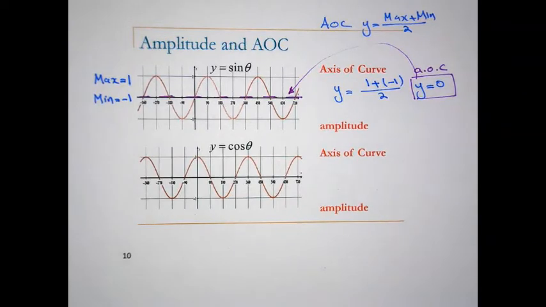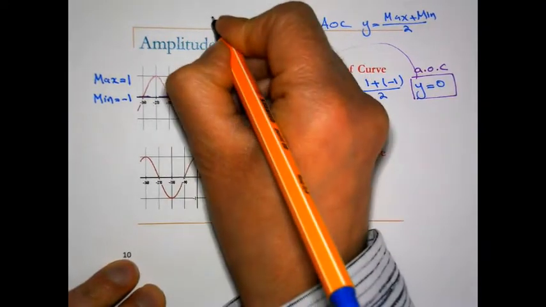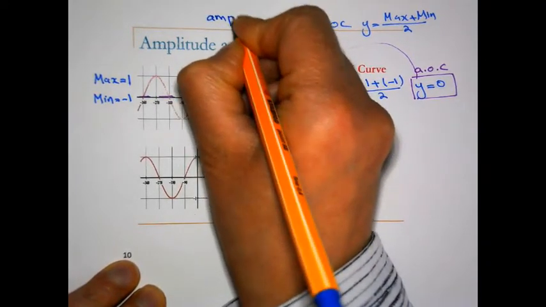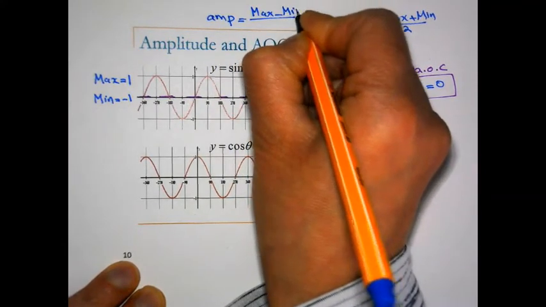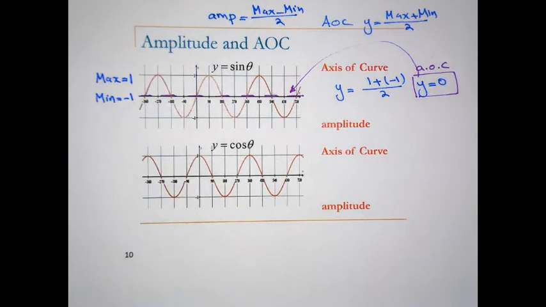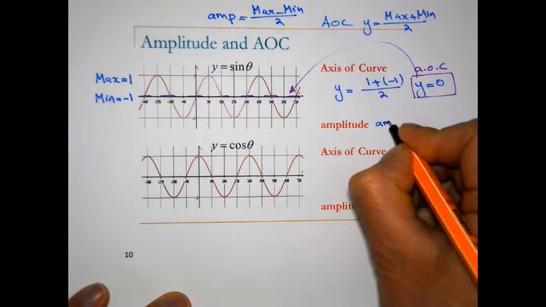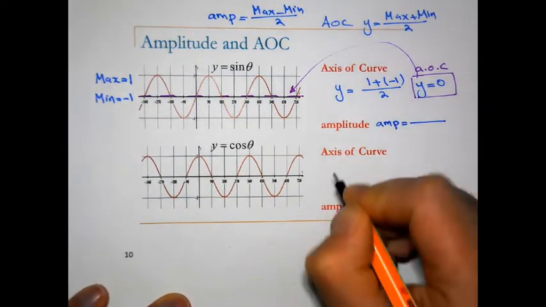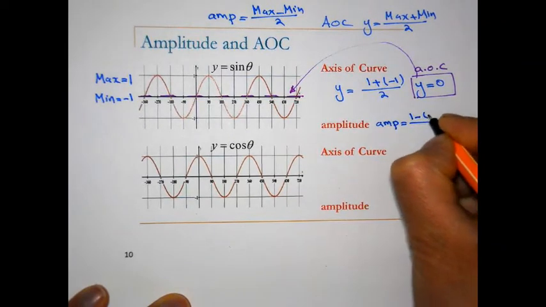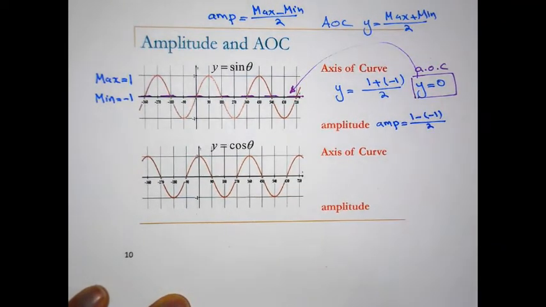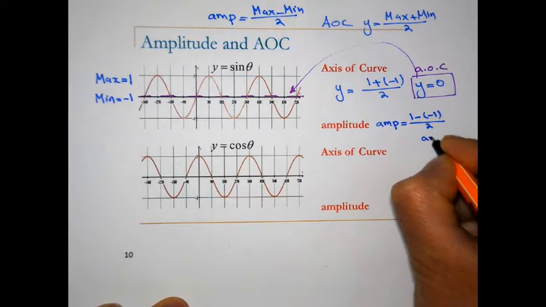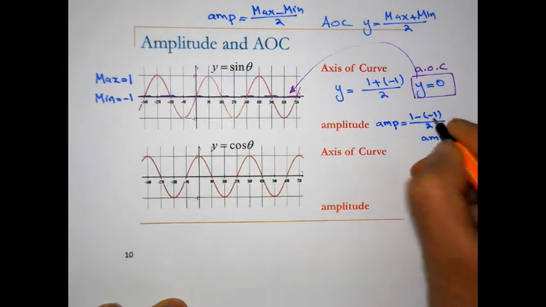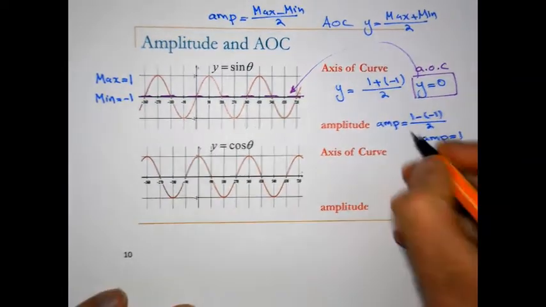Now the amplitude, I'm going to write the formula here. The formula for amplitude was max minus min divided by 2. So the amplitude is 1 minus -1 over 2, which gives us the amplitude equals 1 minus -1 is 2, 2 divided by 2 is 1.